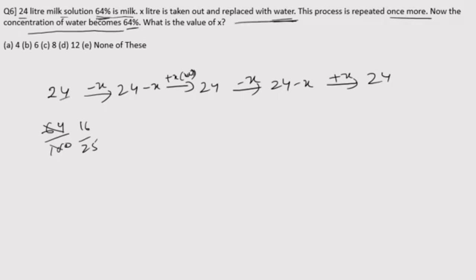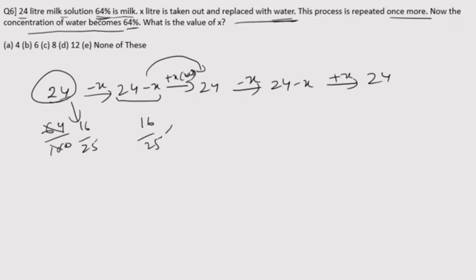Now something is removed. Initially at this stage the milk proportion was this. When something is removed, at this stage again the milk proportion will be 16/25. The ratio will not change, quantity will change, but the ratio will remain constant, 16/25. Now something is added from here to here. If something is added, then it will impact the ratio of milk. As water is added, milk proportion will reduce. So you have to multiply with the proper fraction.